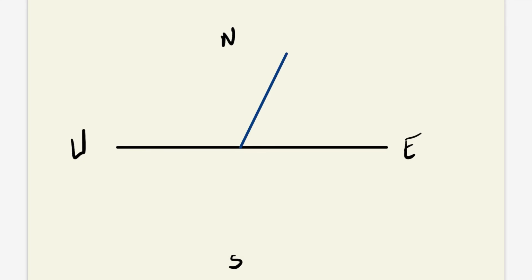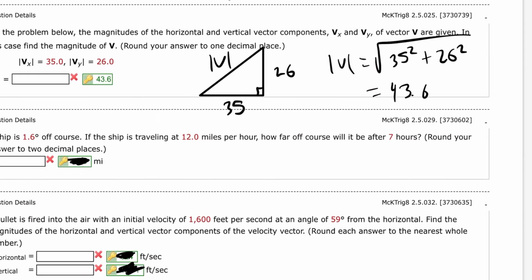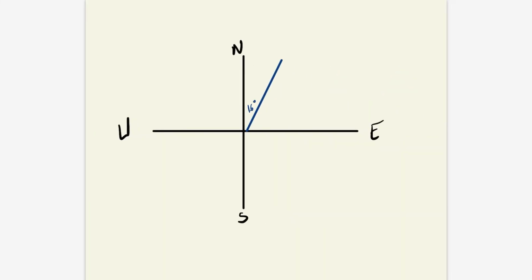So let's imagine a ship. Here's north, south, west, east. Imagine a ship is 1.6 degrees. This is not drawn to scale, by the way. Okay, so this is 1.6 degrees off course. And then the ship is traveling at a rate of 12 miles per hour for 7 hours. So 12 miles per hour for 7 hours.